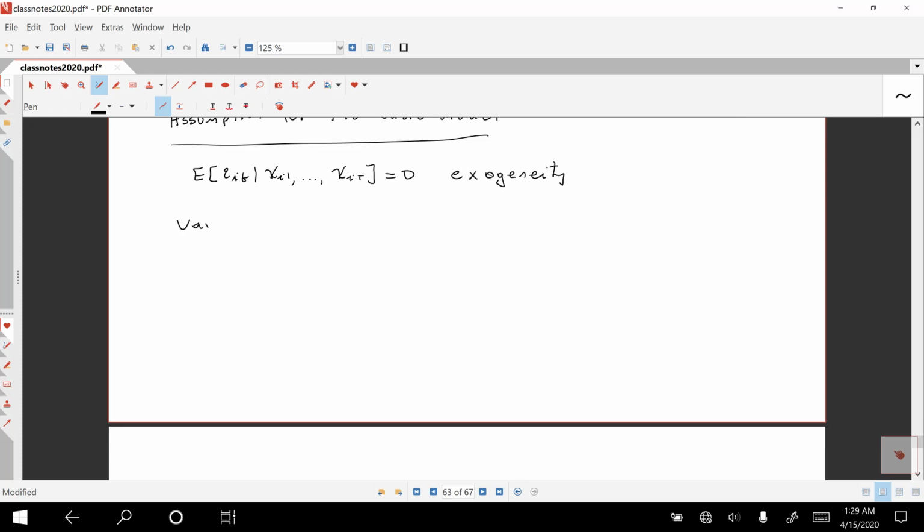We're going to be assuming homoscedasticity, so the variance of the errors is constant. Okay. So this is homoscedasticity.